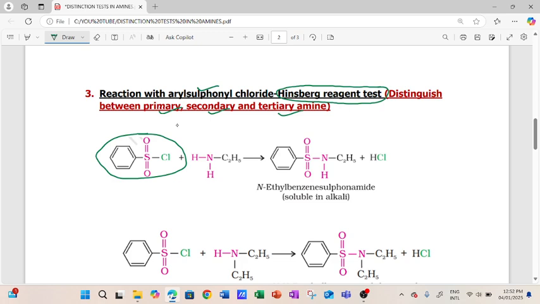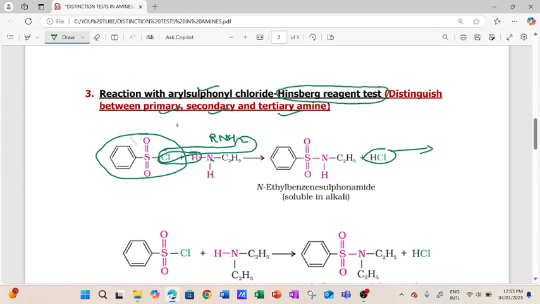If you have a primary amine, say RNH2, here I have written the example C2H5NH2. With a primary amine, the chlorine will leave with one hydrogen from RNH2. In this example, you take this hydrogen and this chlorine, so HCl is eliminated. As a result, the two reactants combine: benzene with SO2, followed by NHC2H5. Just connect those two reactants.